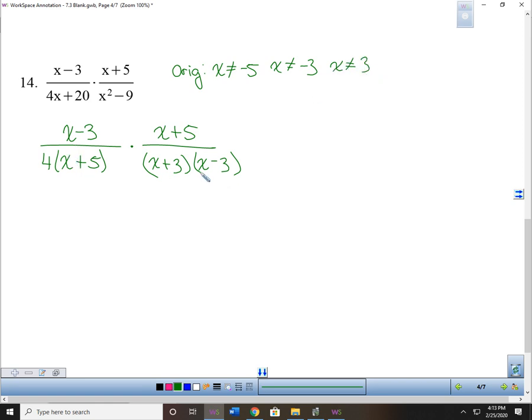Then I'm going to go ahead and simplify, so I can cancel out the x minus 3, the x plus 5. So all I have left in top is 1 over 4 times x plus 3. So the only factor in the bottom I have is the x plus 3. So for my simplified version, the domain would be x cannot be negative 3, which matches this in the top. So I still need to restrict for negative 5 and positive 3.